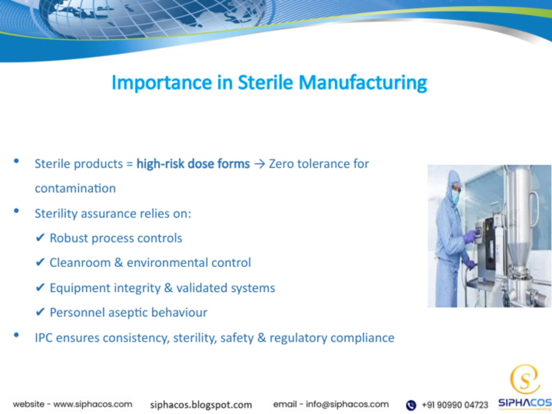All of these elements work together through an effective IPC, or in-process control, system. IPC ensures that our processes are consistent, that our products remain sterile and safe, and that we stay compliant with regulatory standards. In the context of sterile manufacturing, understanding and controlling these factors is vital. They form the backbone of ensuring product safety, quality, and ultimately, patient health.